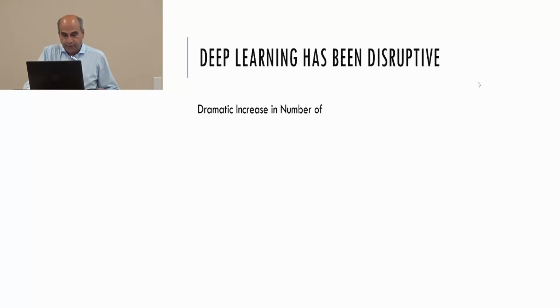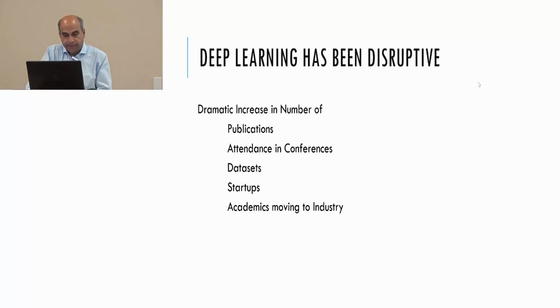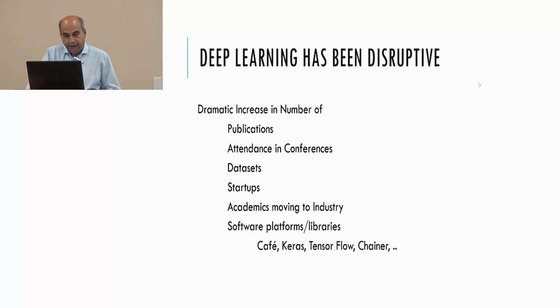Due to that, there's a dramatic increase in the number of papers, number of attendees at conferences, and data sets, startups, and many professors are moving to industry. There are many software platforms and libraries, like Caffe, Keras, TensorFlow, Chainer, and so on. And also GPUs are becoming very crucial to do this research because CPUs are not powerful enough.